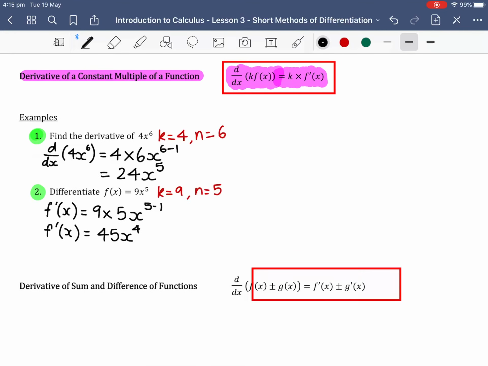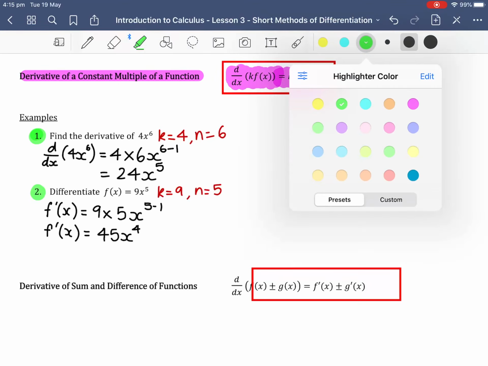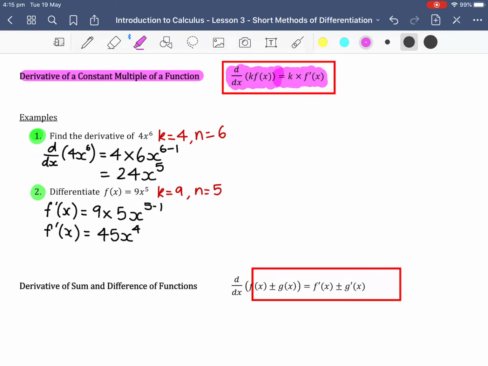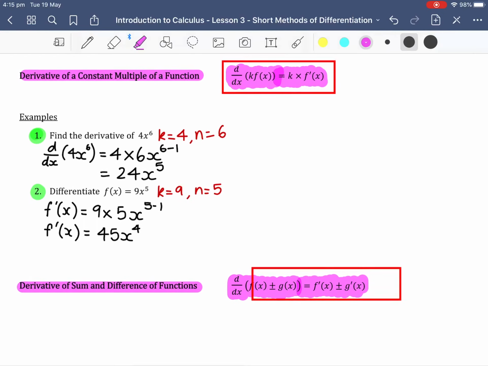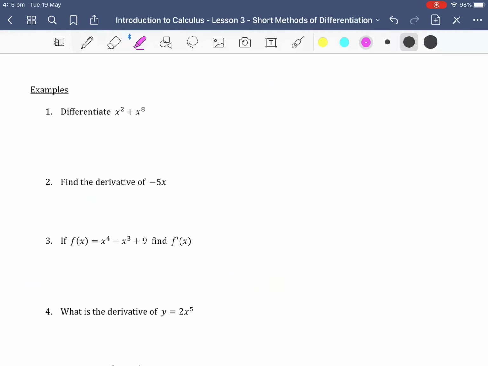Now we have the derivative of a sum and difference of functions. That's when we have the derivative of f of x plus or minus g of x equals the derivative of f of x plus or minus the derivative of g of x, so g dash x. So that's the derivative of sum and difference of functions. Now let's have a look at some examples.